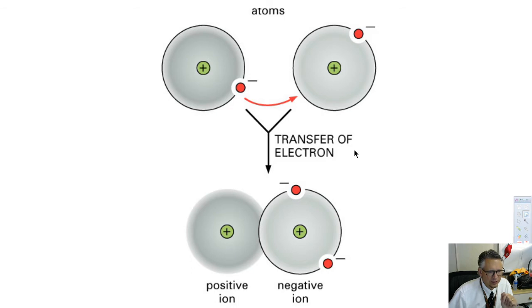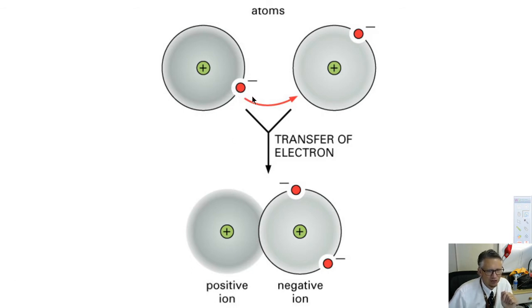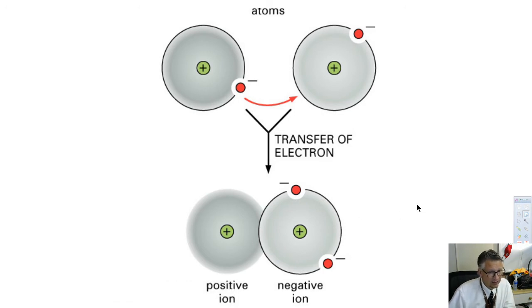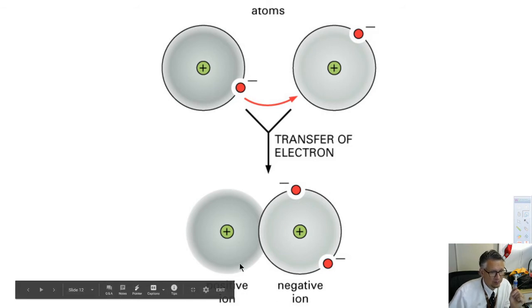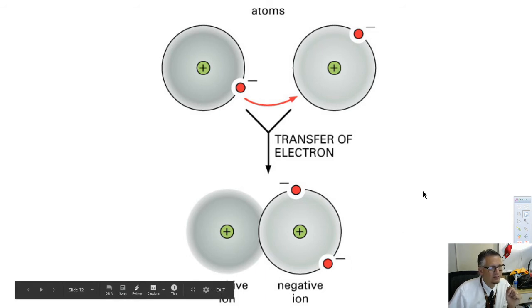Oh, so here we have, it looks like this electron is being given, transfer of electron, and an ion is formed. So if an ion is formed, then we have ionic bonding. So this side here is given up and it will become positive. This side is taking an electron and it'll be negative.